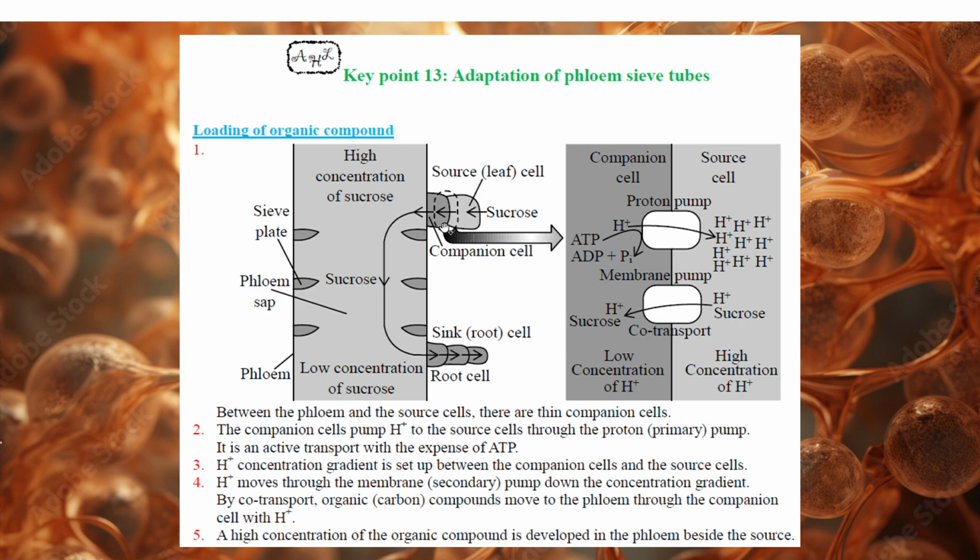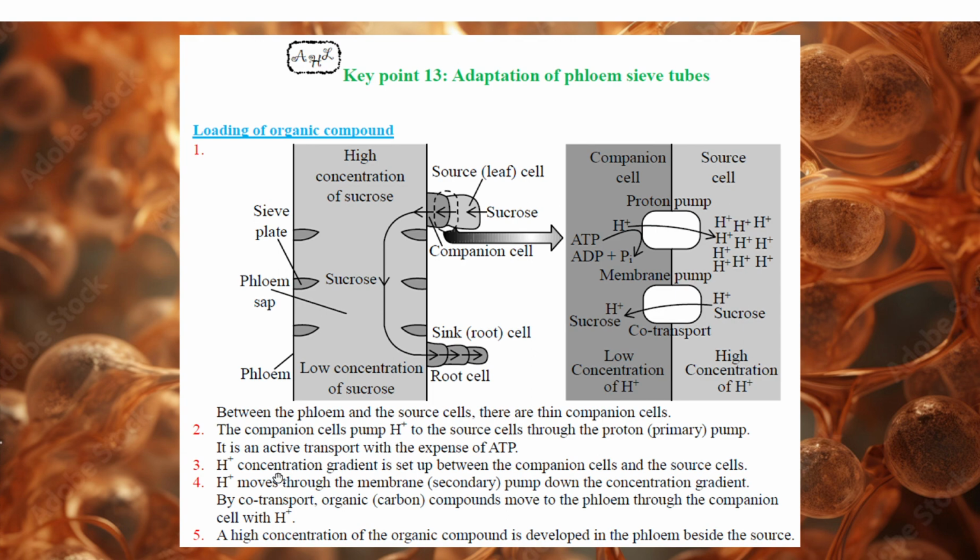It is by active transport. The process is like this. Okay. Between the phloem and the source cell, there are companion cells. The companion cell will pump the hydrogen ion to the source cell through the proton pump. So you need energy. So it's active transport. Actually, the active transport is happening for the pumping of the hydrogen ion.